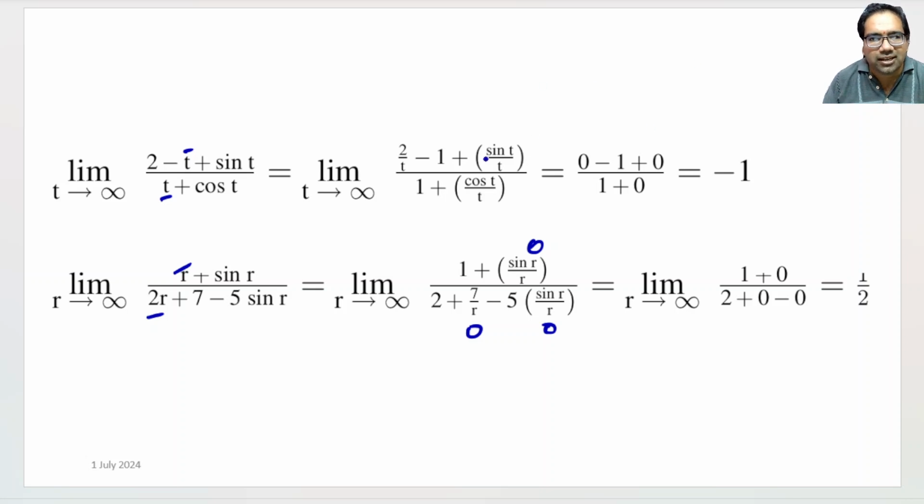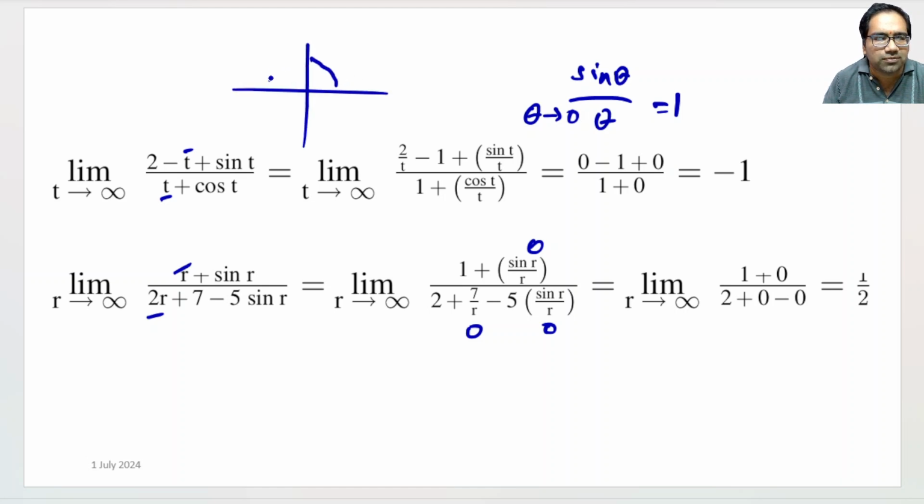Okay, please note sin t by t. Sin theta by theta, when theta tends to 0, this is equal to 1. We know this, right? We have seen the graph also. The graph will approach towards 1, but there will be a hole here. At 1 it is not defined.